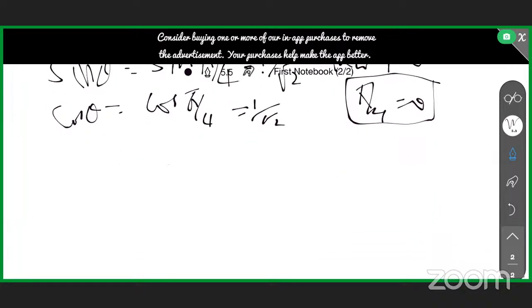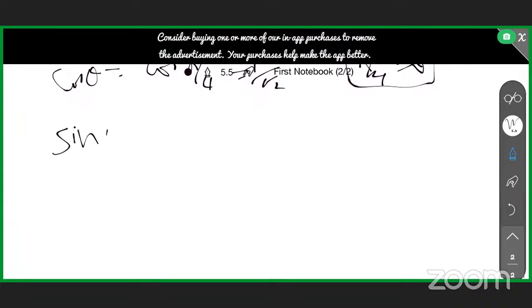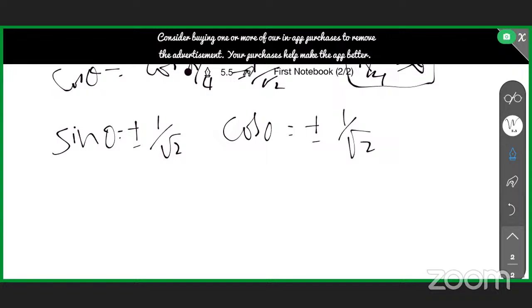So what happens? Therefore, sin theta will become plus or minus 1 by root 2, and cos theta will become plus or minus 1 by root 2. Now tell me the parametric equation of a straight line. We discussed the symmetric equation of a straight line and the parametric equation of a straight line. What is the parametric equation of a straight line?